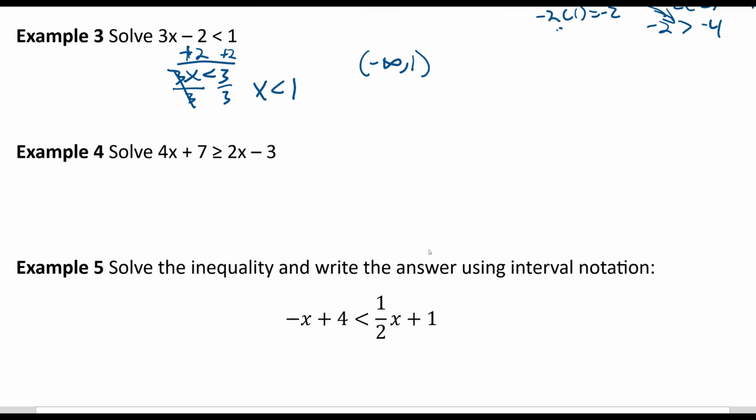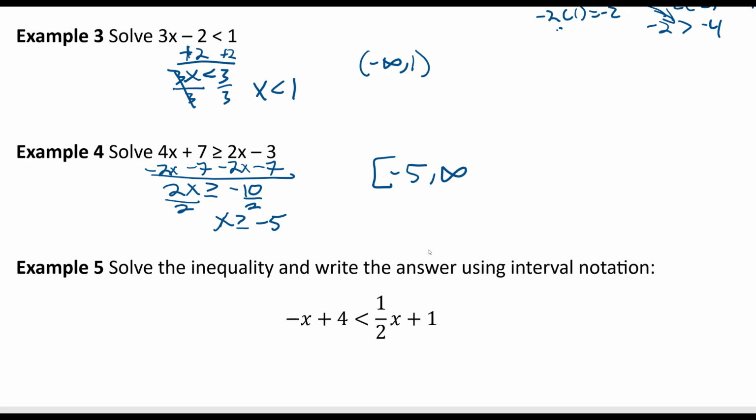Let's solve the next one. I want to get the x's. Now my approach to this is I like to have my variable on the left side. And this could just be a me thing, so you can do it your own way, but it's easier for me to interpret it if I have the variable on the left side. So I'm going to subtract the 2x from both sides and subtract the 7 from both sides. I end up with 2x is greater than or equal to negative 10. Divide by 2, x is greater than or equal to negative 5. So my interval is going to be negative 5 to infinity.